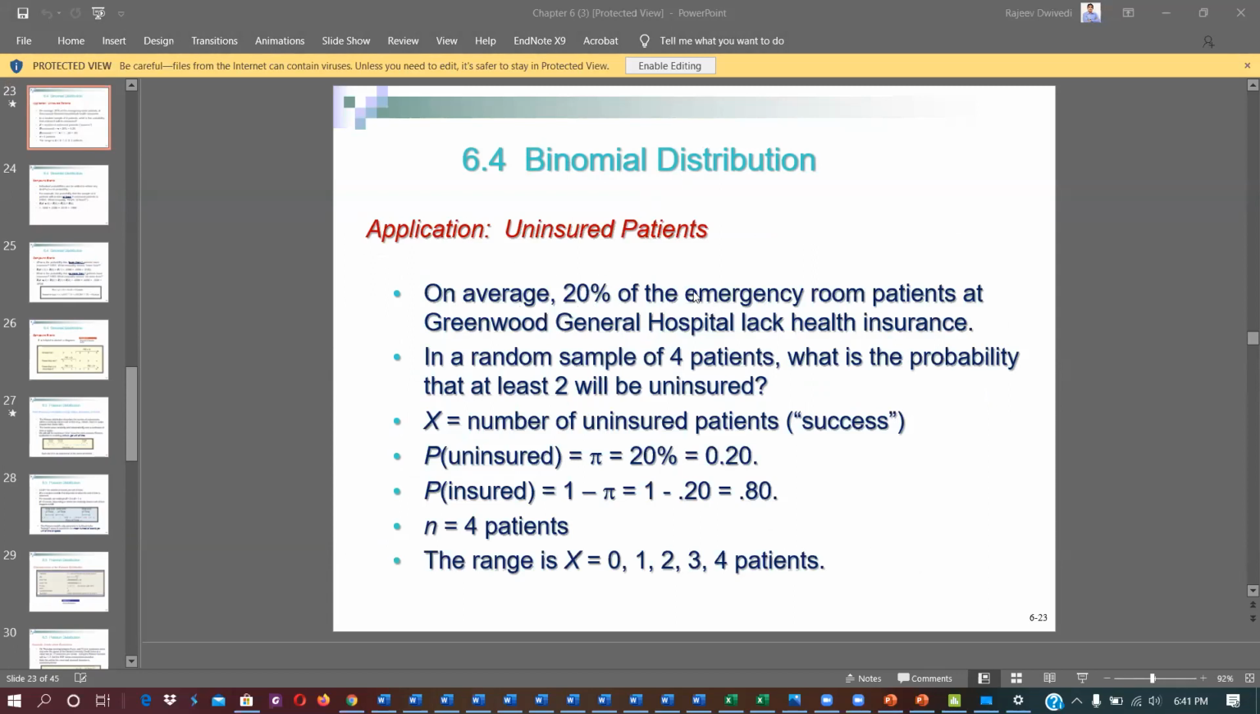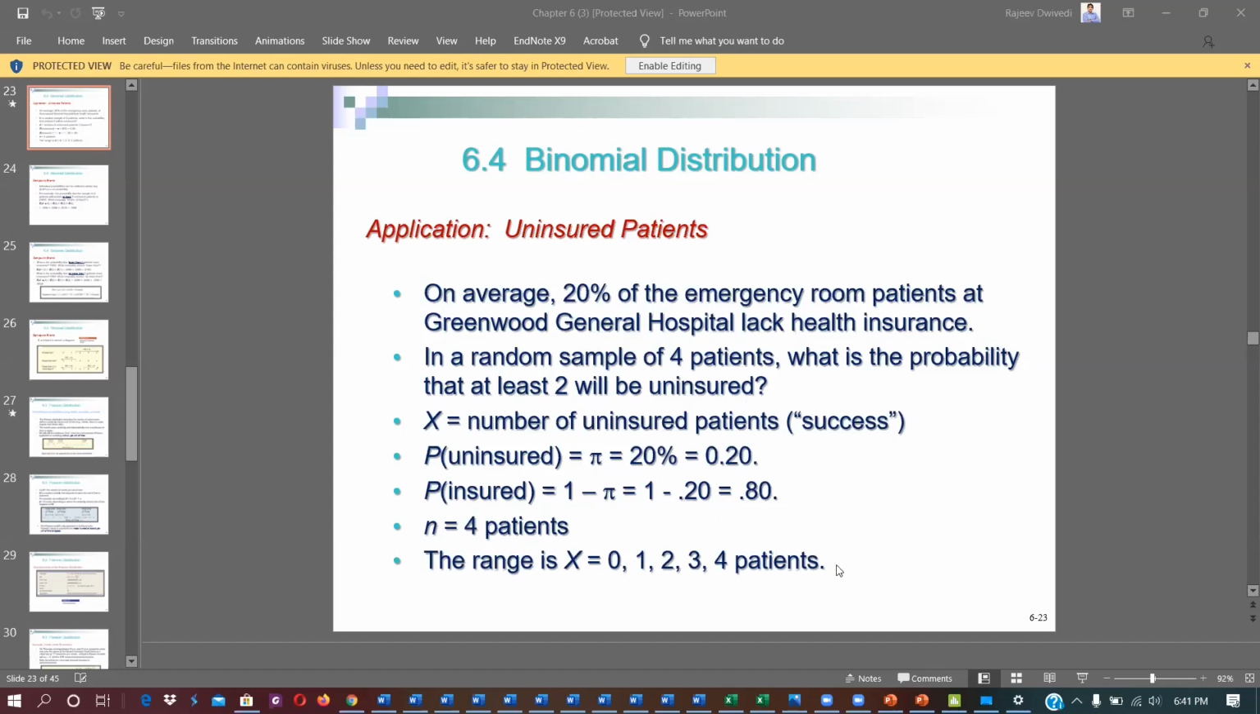And now what we are going to check is a particular event. So this in general, which we got from here. Now we are looking at a particular event. Here we have taken a sample of 4 patients, and pi for uninsured is 20%, insured is 80%, n is equal to 4.